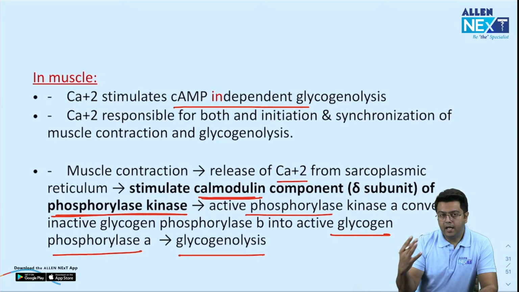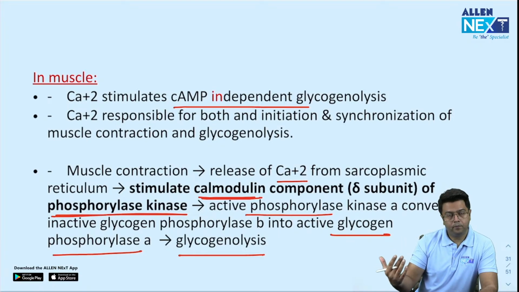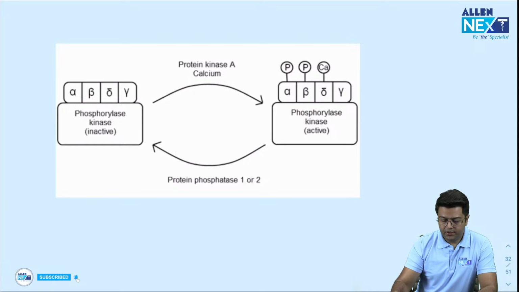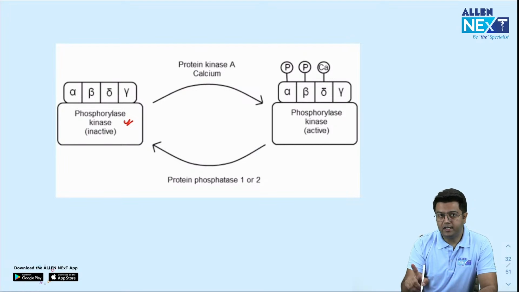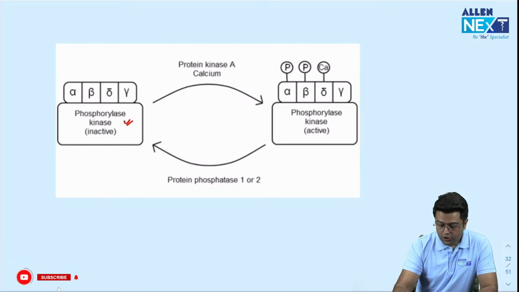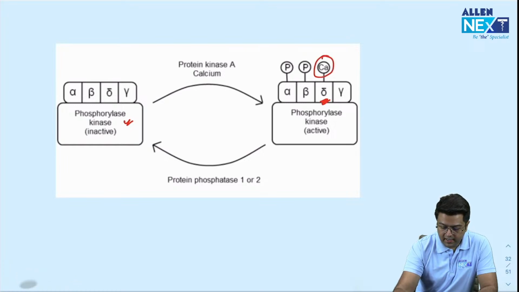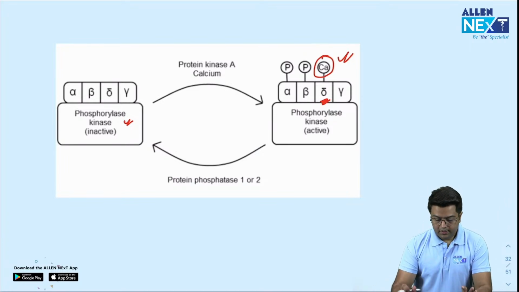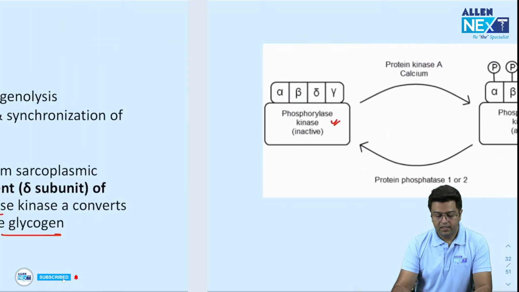The enzyme glycogen phosphorylase has two forms, A is active and B is inactive, as we all know. This is just to show you the structure: this is phosphorylase kinase, not phosphorylase. It's not direct stimulation by calcium. Phosphorylase kinase binds calcium through its delta subunit, which is catalytic, and it becomes active. Is it clear? This is how calcium is important, especially in the muscles.